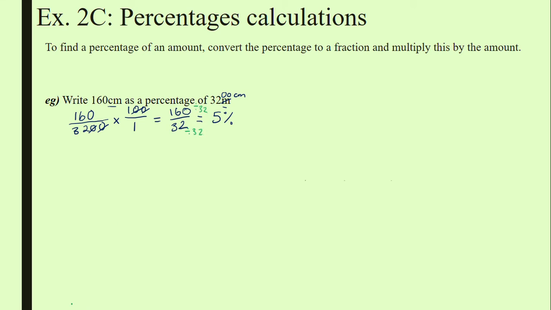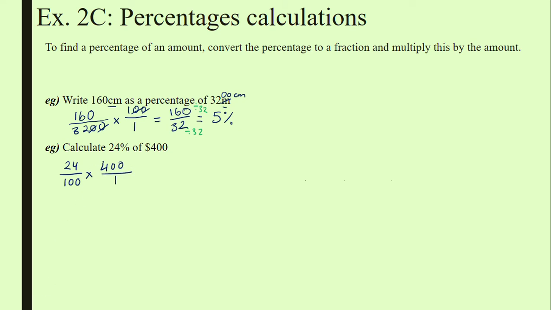Okay, let's try another example. This time we're going to calculate 24% of 400. So, to do this, we're going to express this percentage as a fraction. I know, fractions, but they're so useful. Okay, so we're going to express it as 24 divided by 100, and then we're going to multiply that by this whole amount, so 400 over 1.